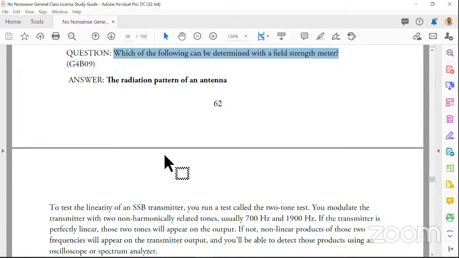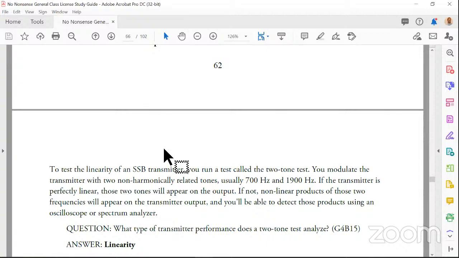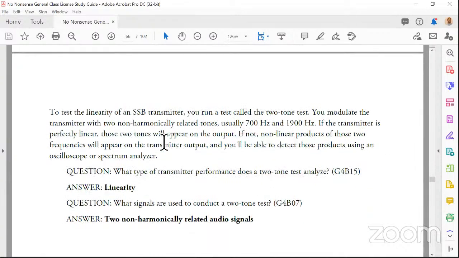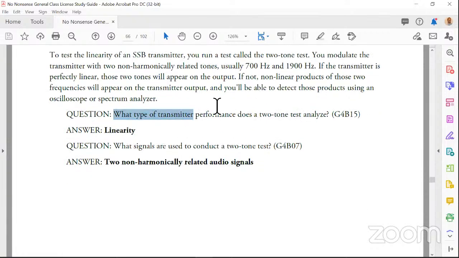Maybe there are some lobes, a forward lobe, maybe it's a very directional antenna, and you can see the forward lobe, and maybe you can see the front to back ratio, you can see low signal off to the sides or to the back. Next question.